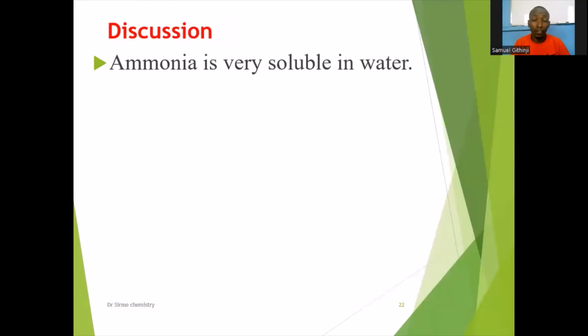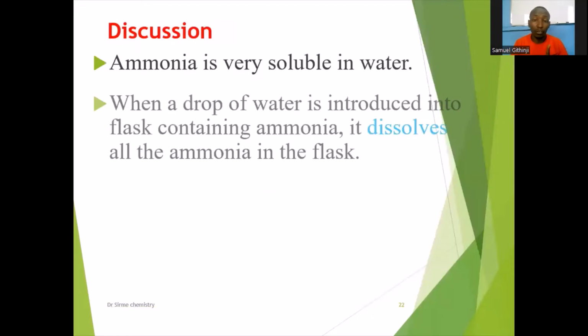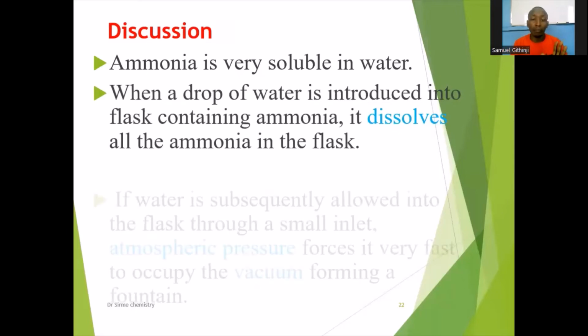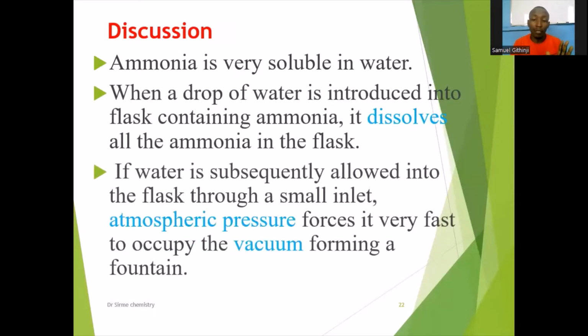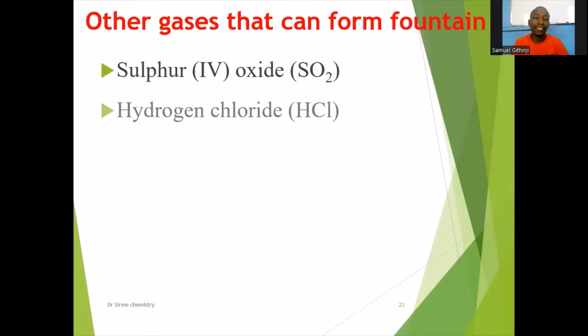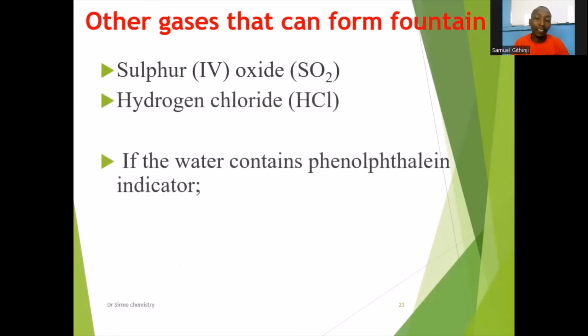Well, that is all that I've discussed. Ammonia is very soluble in water. When a drop is introduced, all the gas in it dissolves. If you open the tap again, then for the vacuum that was created, atmospheric pressure from outside pushes water in to occupy that vacuum, and a fountain is created. Other gases, like I've said, that can form a fountain are sulfur oxide and HCl gas, because they are very soluble.